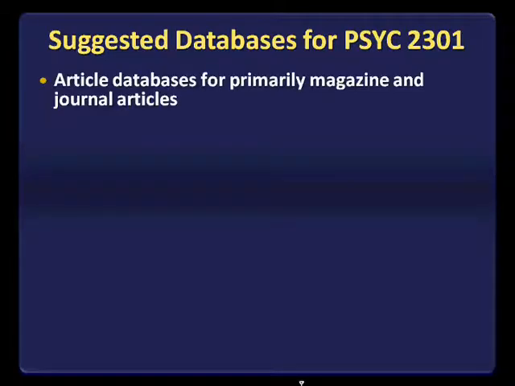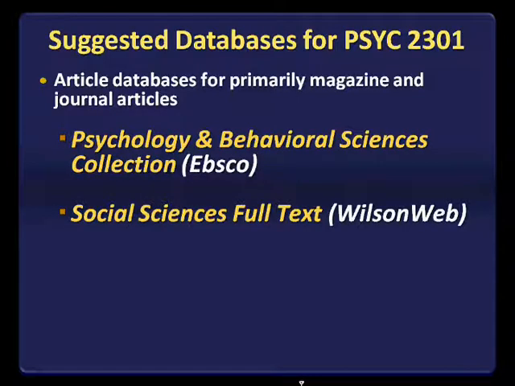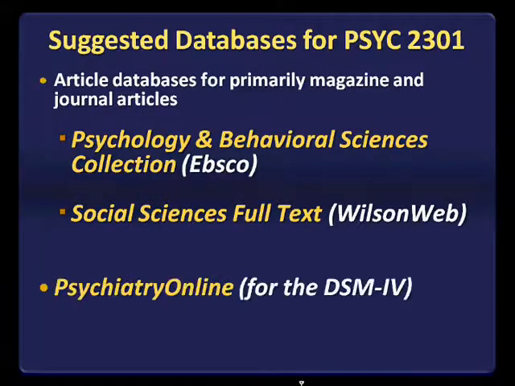The first databases that I will mention will allow you to search for magazine and journal articles. We refer to them as article databases. They're subscribed to by the library. Psychology and Behavioral Sciences collection comes from EBSCO, and Social Sciences full text comes from Wilson Web. Another database that will be of use to you when you need to use the DSM is Psychiatry Online, which allows you to have online access to the DSM.